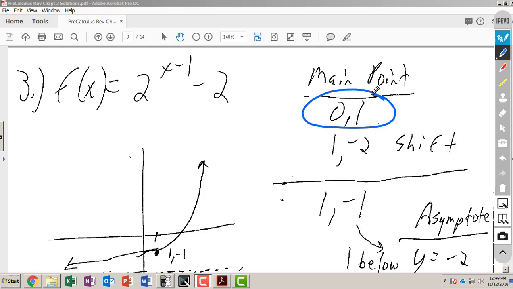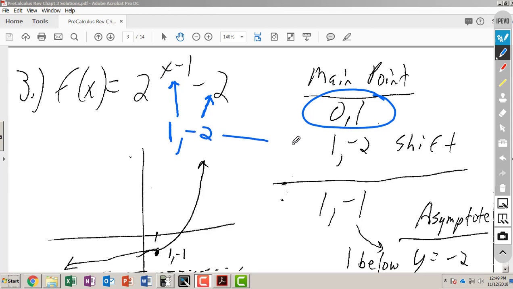So all exponential graphs have that main point of (0, 1). Okay, now I'm going to go ahead and take a look at my shift. So my shift is occurring right here. And so when I solve that equation, I get 1. And then this would be my y shift of negative 2.